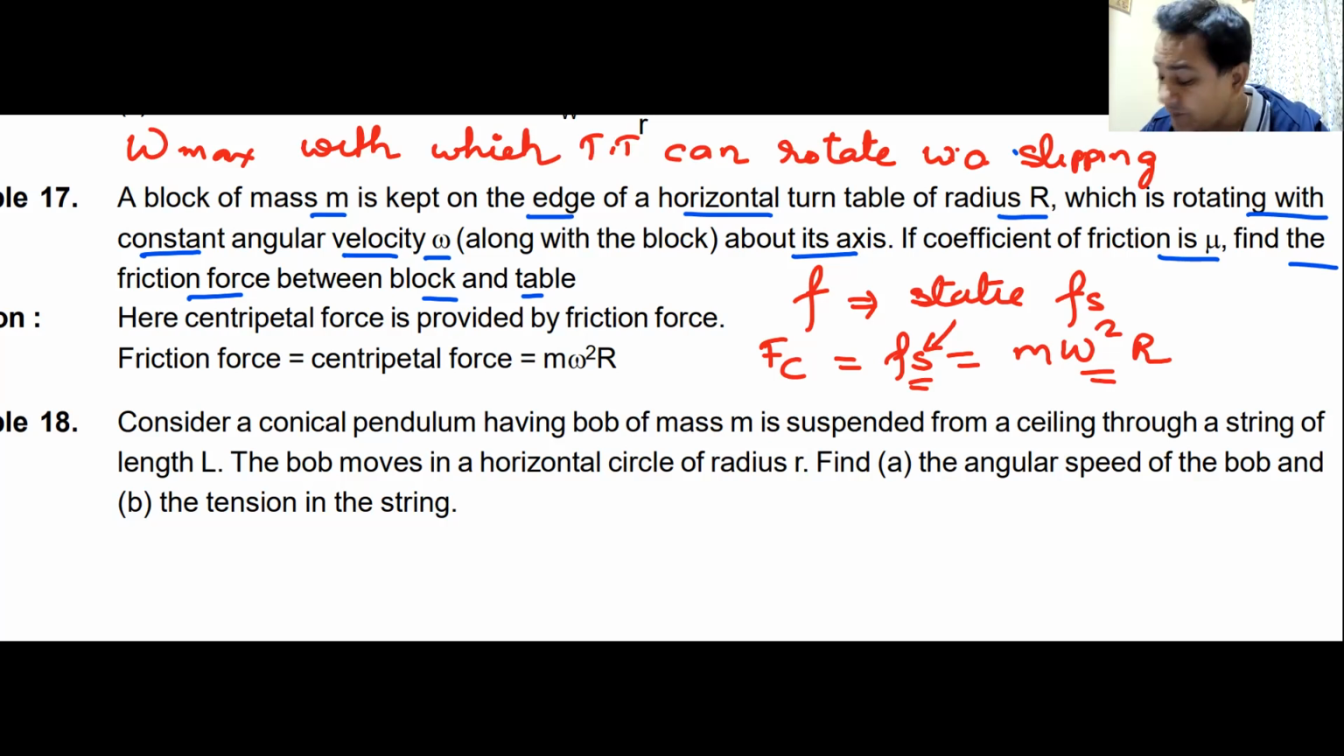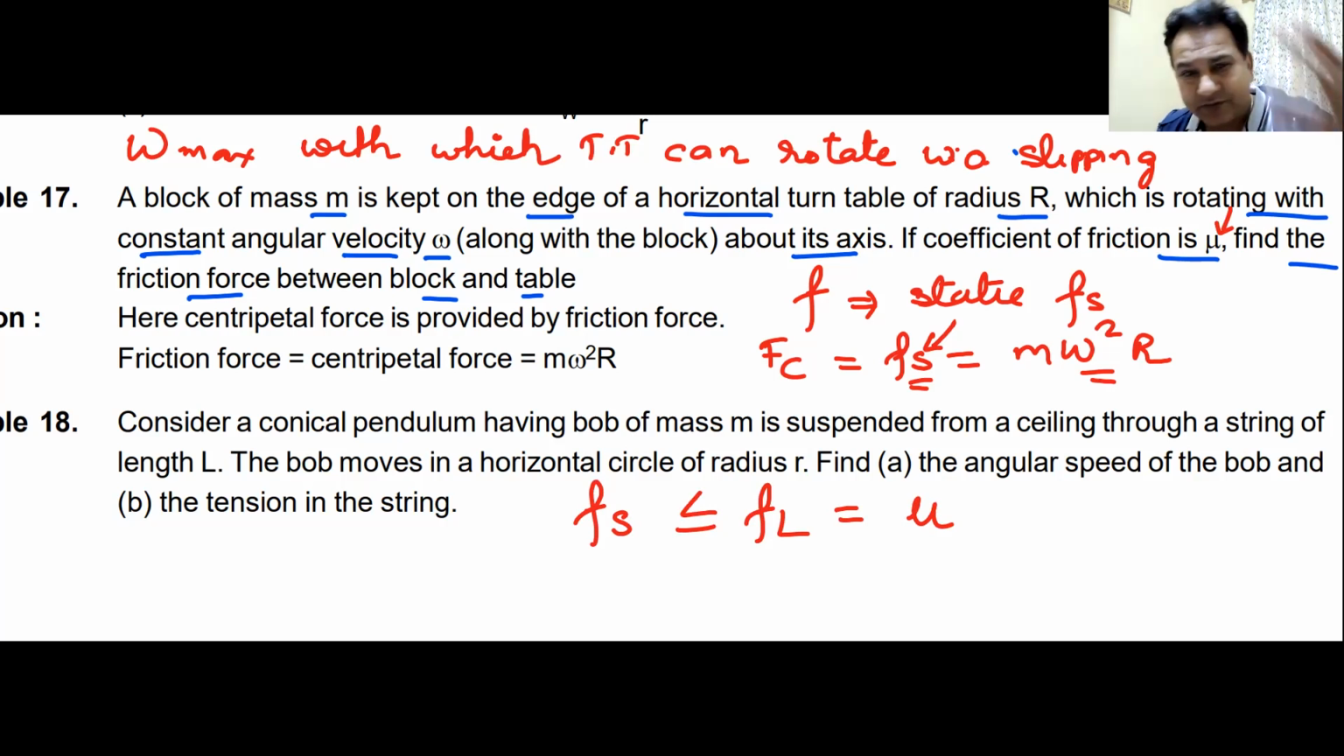Now this static friction, which is providing the centripetal force, is always less than or equal to the limiting friction. The maximum value of static friction is limiting friction. Static friction cannot become more than limiting friction. The value of this limiting friction is always equal to mu, which I am taking as mu s. I told you if mu is given, you can take it as mu s as well as mu k. So the maximum value of static friction will be equal to limiting friction, which is mu into N.